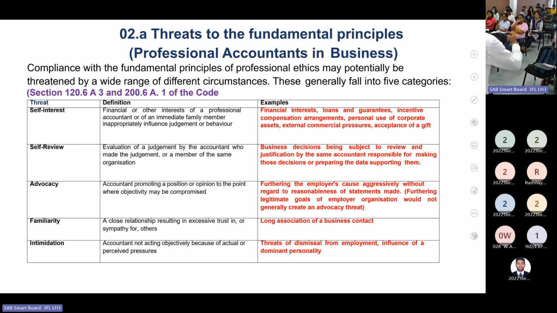Why? He knows the materiality level of the auditor. I think you know the material level, right?